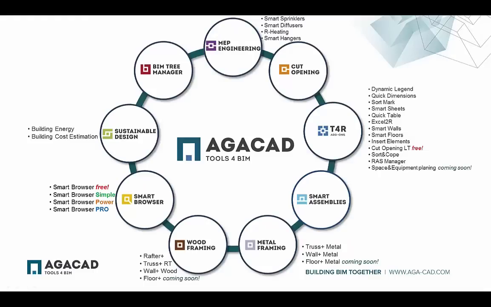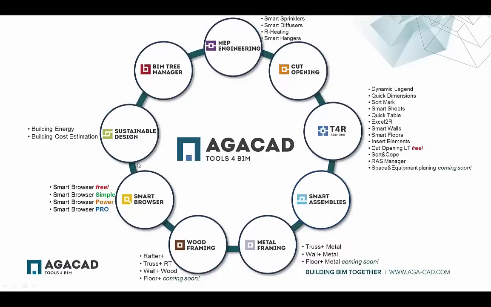As you can see here in this dialog, we can divide all our products into 9 parts. In the top place here we have MEP engineering solutions. Here you can find solutions for fire protection systems, for placing diffusers in the project, for placing radiators, and then for distributing hangers on your ducts and pipes. Then we have BIM Tree Manager. It's very powerful for managing parameters and parameter values that are used in your project.